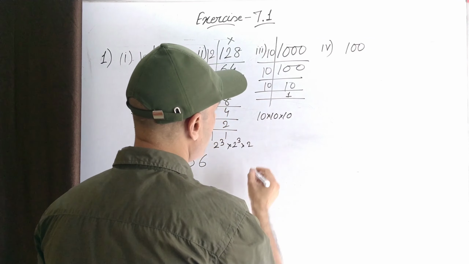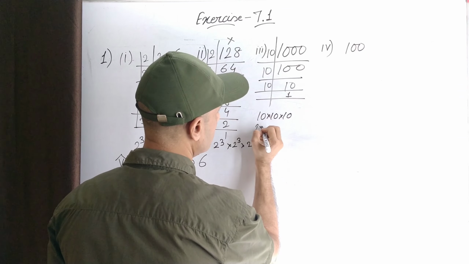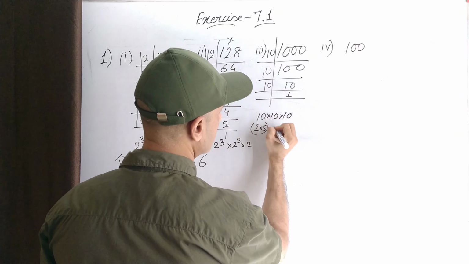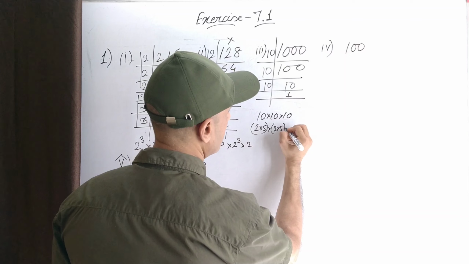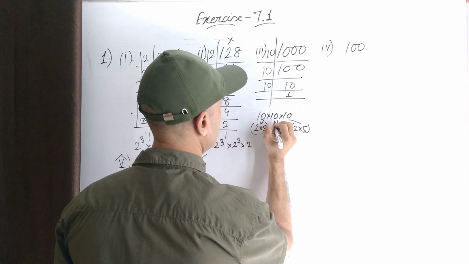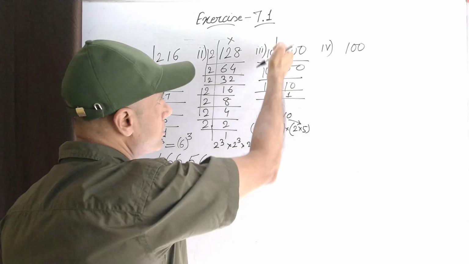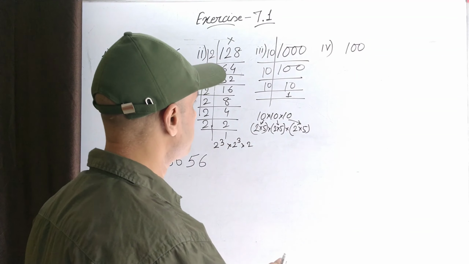And later we can write the prime factors. 10 is equal to 2 into 5. Both these are prime numbers. Again this 10 is equal to 2 into 5. Again this 10 is equal to 2 into 5. Clear? So with this concept we are able to solve the problem fast.